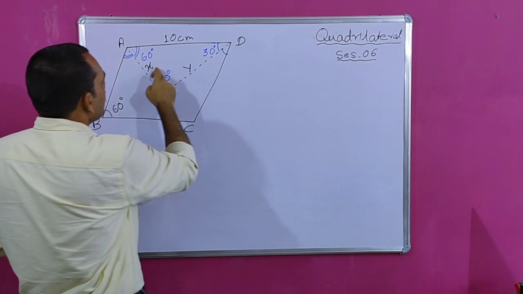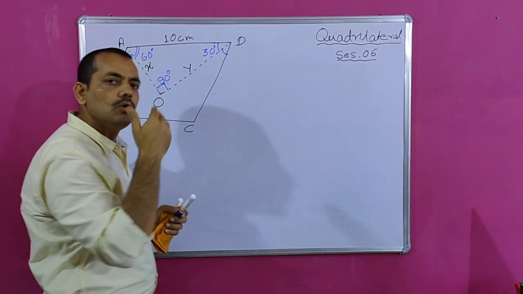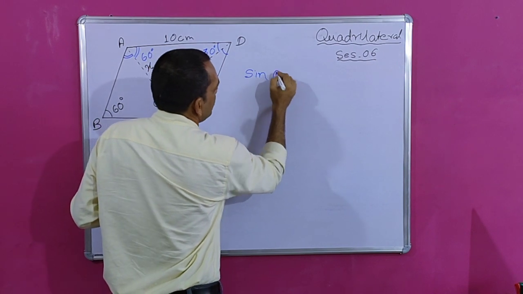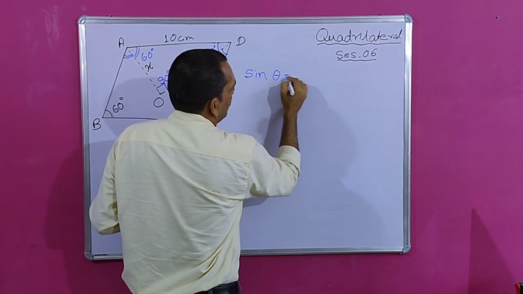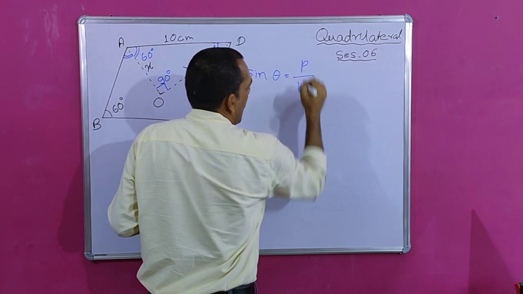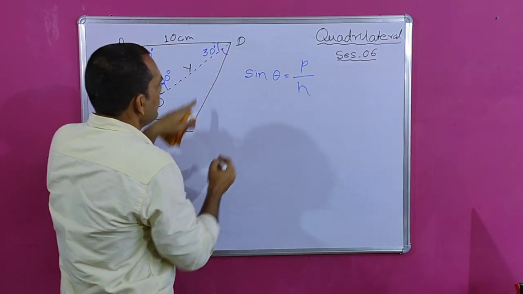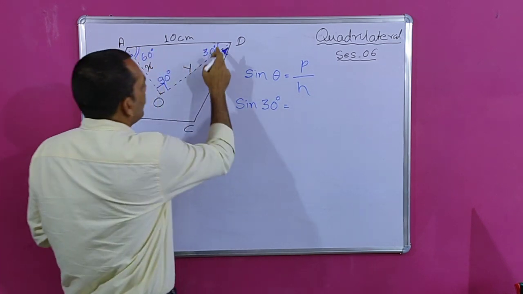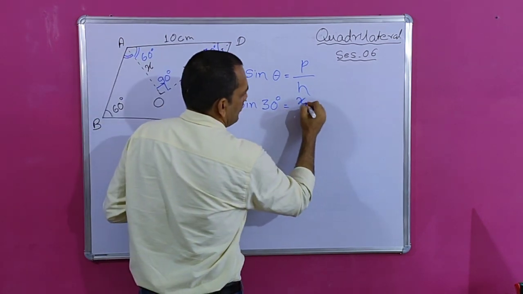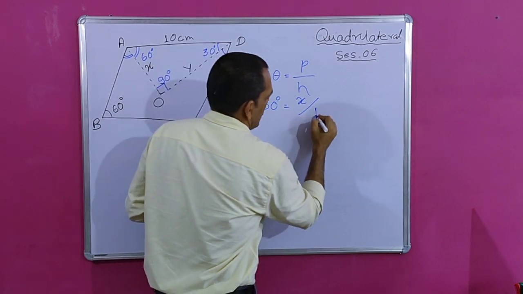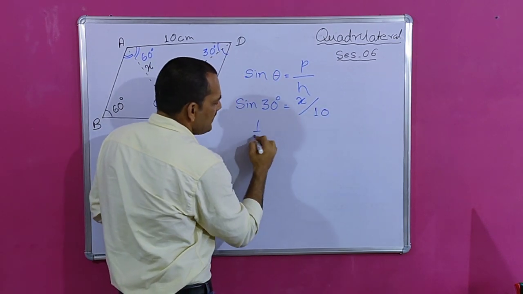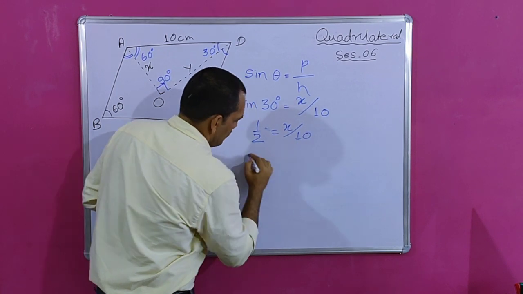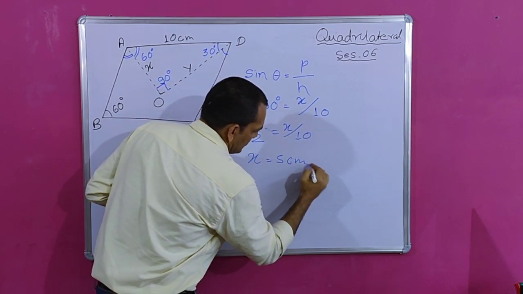Now, to find out the value of x, we can use the sine property. Sine theta equals perpendicular by hypotenuse. So here, in this case, sine 30, what's the value of P? x. Value of H? 10. What is sine 30? Half. So half equals x by 10. So x equals 5 centimeters.